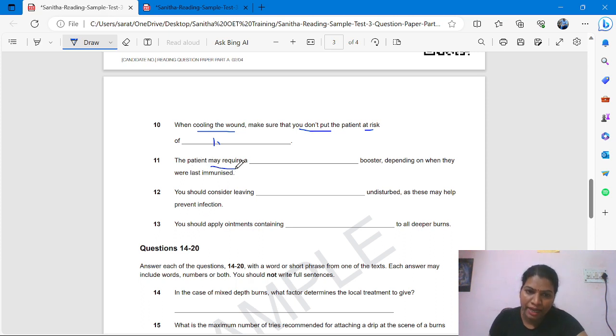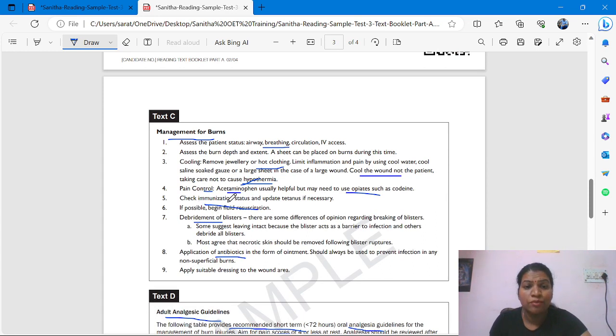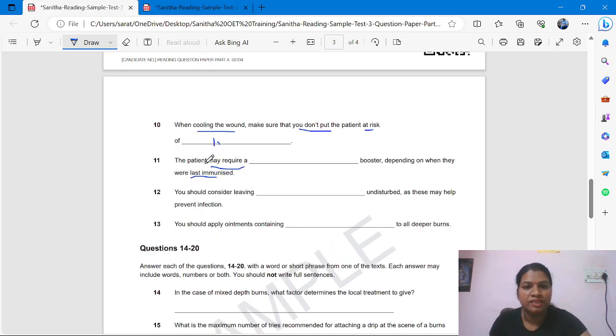The patient may require a tetanus booster. Booster means they are talking about immunization, depending on when they were last immunized. So we have to find any immunization. Check immunization status and update tetanus if necessary. What is the question they are asking? Patient may require a tetanus booster. What is the answer? A tetanus booster, depending on when they were last immunized.